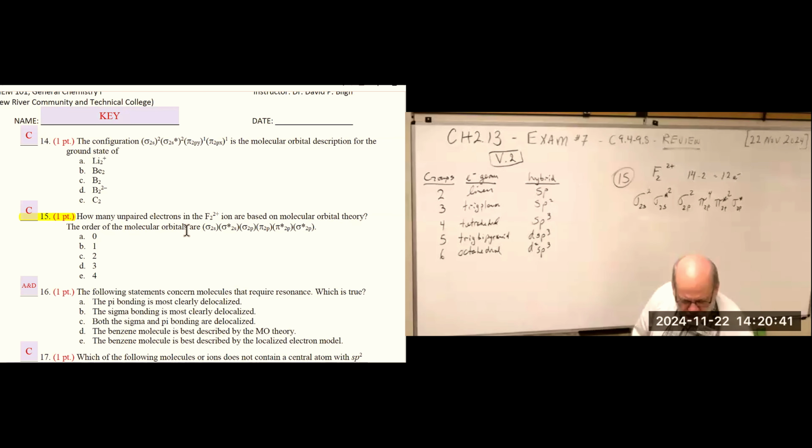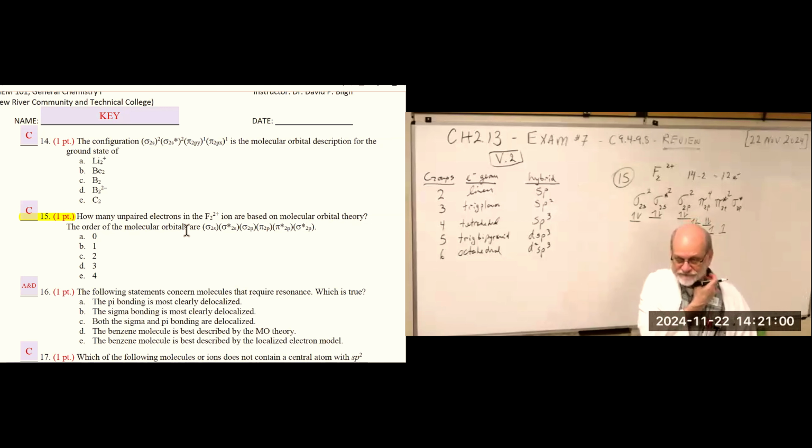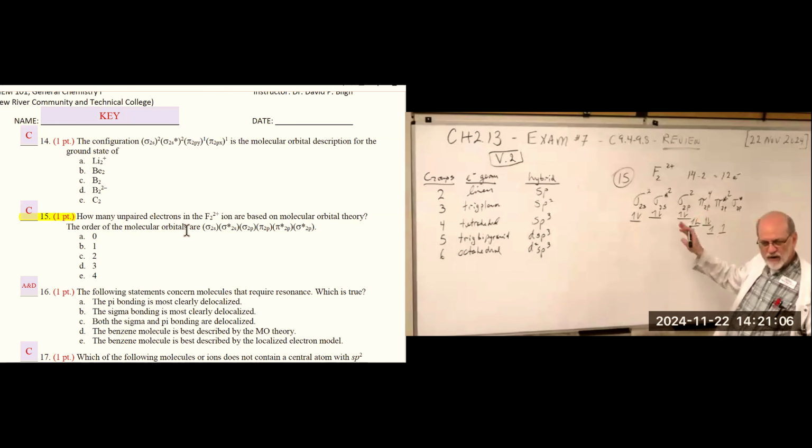How many unpaired electrons? All right, these are going to be paired. This one is also, we got 4 in there. But this one is 1, 2. So we have 2 unpaired electrons in that structure. So is this diamagnetic or paramagnetic?